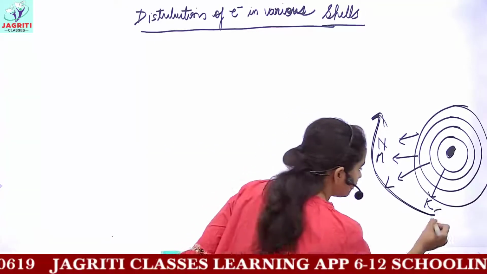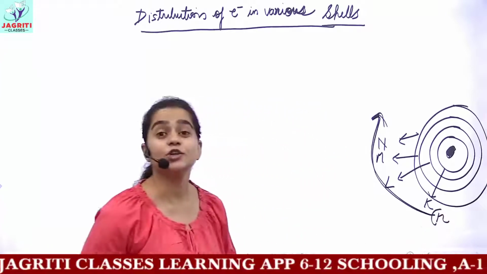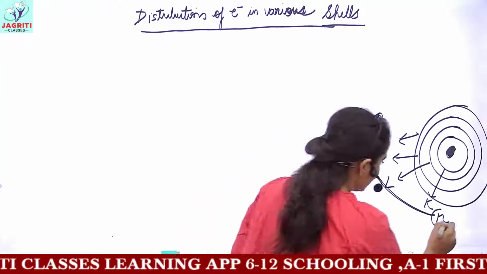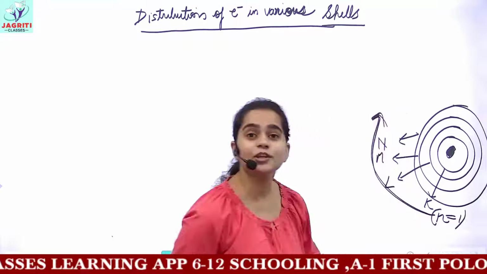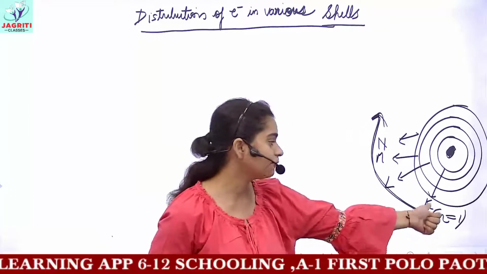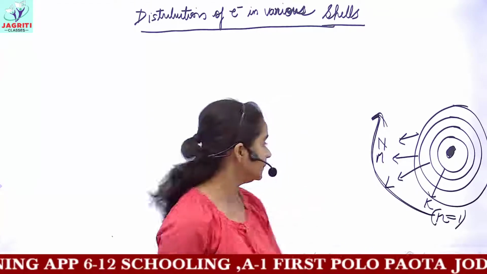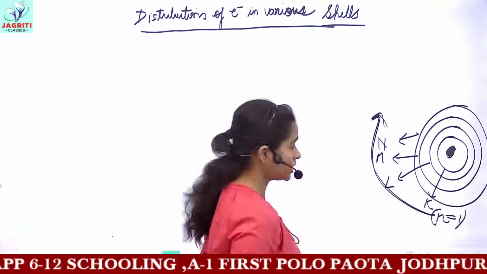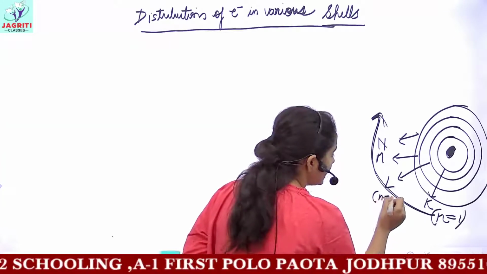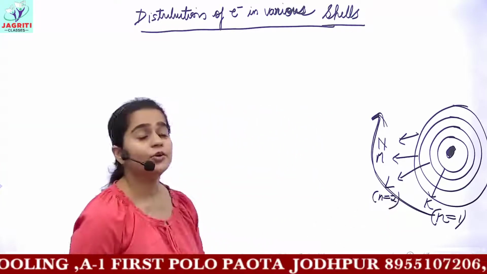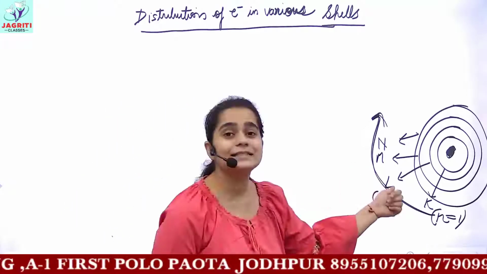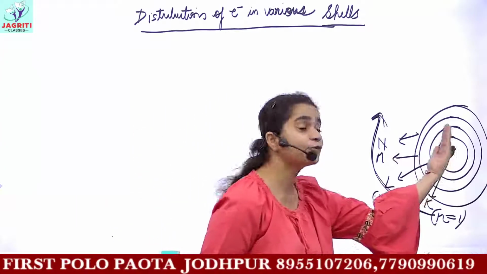and the orbital number of the first shell is denoted by small n. For the K shell, this is the first shell. So the value of n or the orbital number of K is n equals 1. Similarly, talking about the next shells, for L, the value is n equals 2. This value only signifies that L is the second shell when starting from the nucleus.